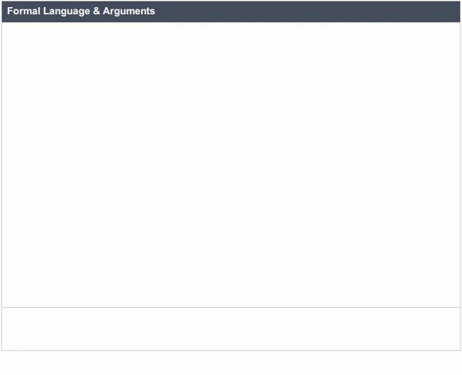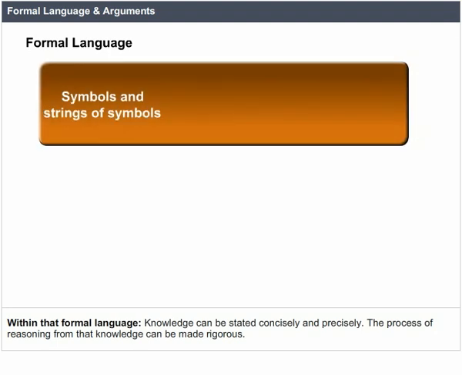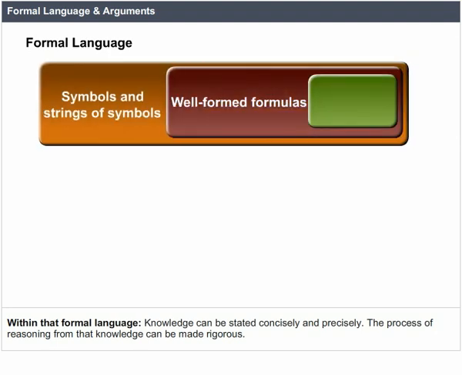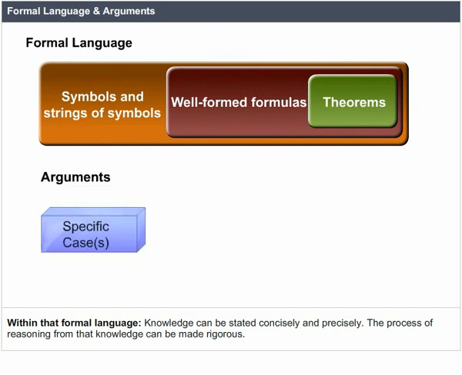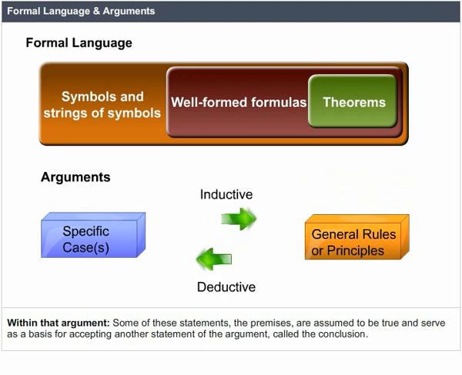Formal language and arguments. Within a formal language, knowledge can be stated concisely and precisely. The process of reasoning from that knowledge can be made rigorous. Symbols and strings of symbols, well-formed formulas, theorems, arguments, specific cases, general rules or principles, inductive, deductive. Within an argument, some of the statements, the premises, are assumed to be true and serve as a basis for accepting another statement of the argument called the conclusion.